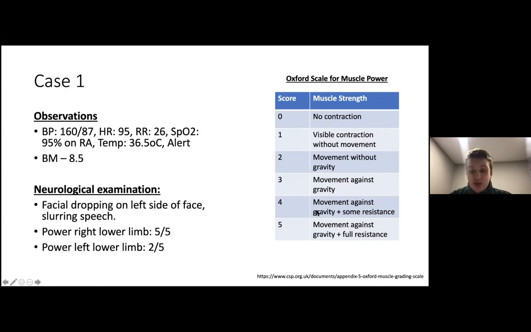Another scale which is useful to remember. Starting off with normal power, then against some resistance, against gravity only, and no resistance. Without gravity, visible contractions but no movement of the arm, and then nothing. So this patient in their left lower limb has movement without gravity. They're able to move their leg when gravity is eliminated. So there's a distinct difference between the two sides.